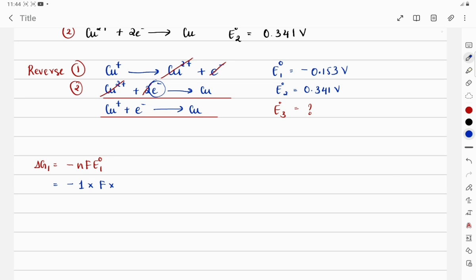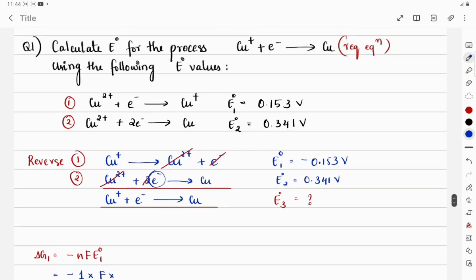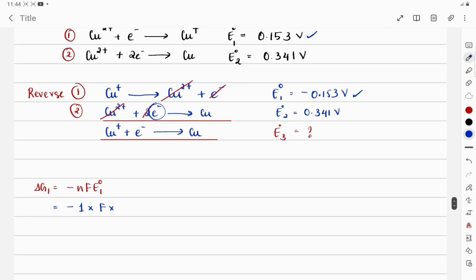Don't be confused with the two E01 values. Here you can see a plus value, here you can see a minus value. So there is a slight confusion about which value to take, but always remember what equation you used to get the required equation. That particular equation's E0 should be taken.